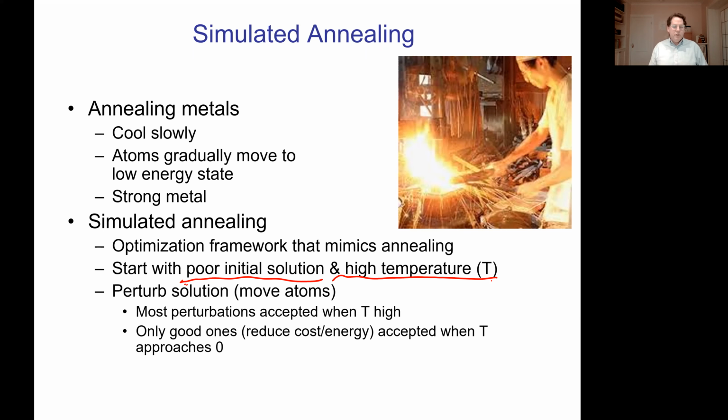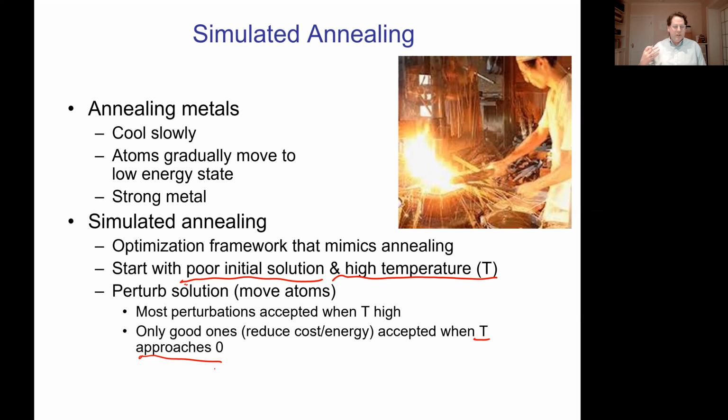But we gradually reduce the temperature. As the temperature drops, it gets harder and harder for your delivery orders to change, or your atoms to move around in the metal. So as the temperature drops, only good perturbations are accepted. When the temperature approaches zero, which is called quenching in annealing, you basically stick the metal in a bunch of water and it cools off really fast.